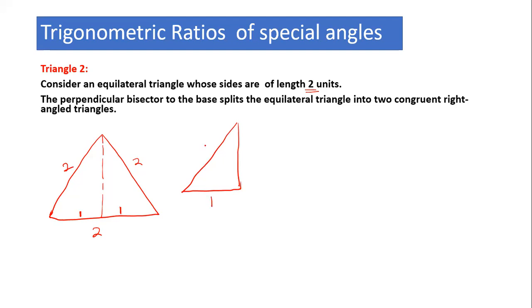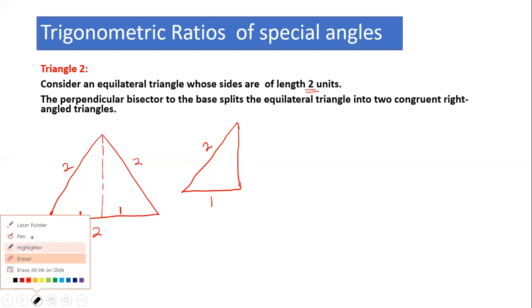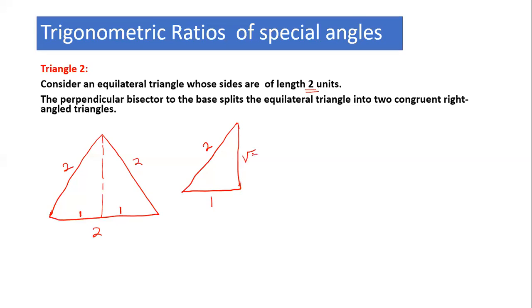So when I cut out something, I'll have something like this. I have 1, I have 2 here. Can people find out what is our x here? What is the length of x? Find what you are getting for your x. Root of 3. Very good. So x is equivalent to root of 3.